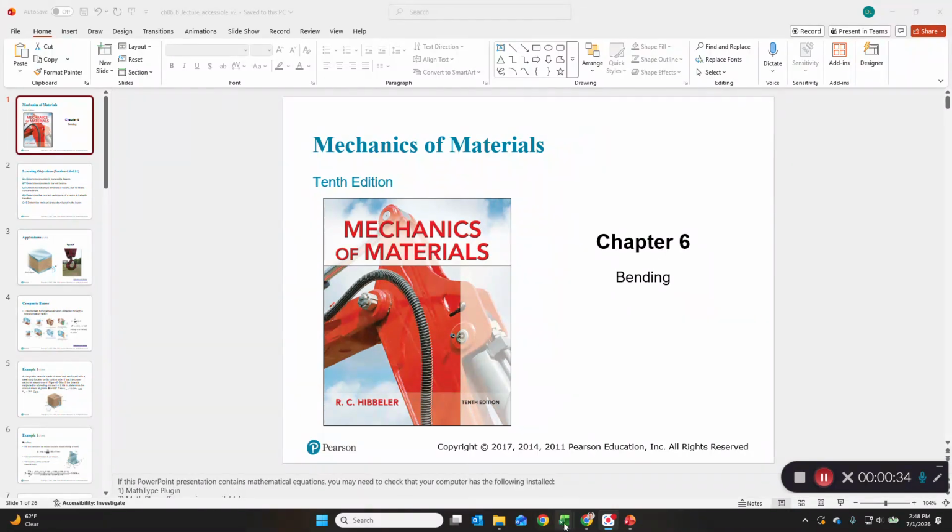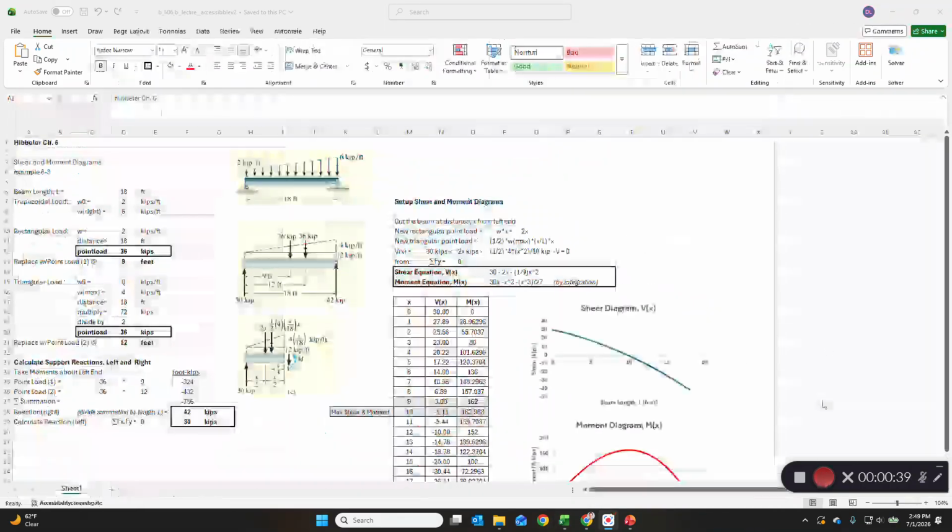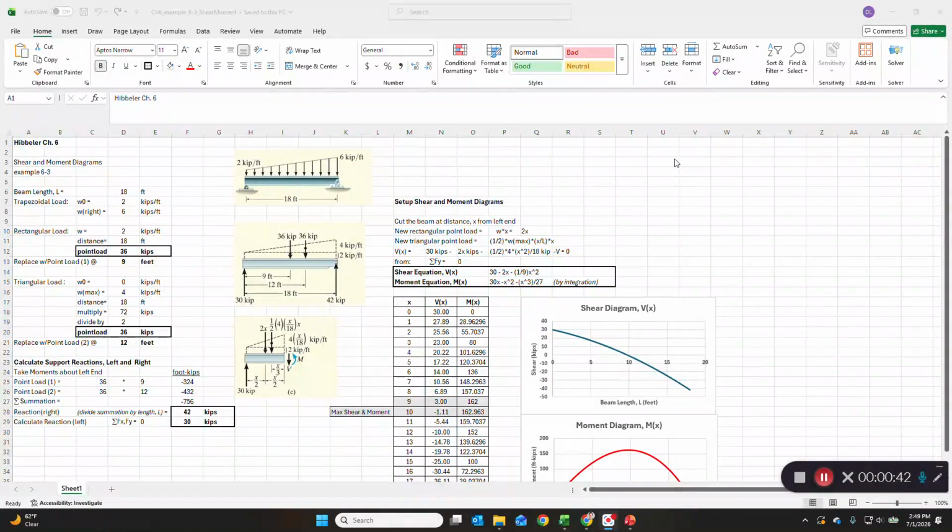So let's begin with an example of shear and moment diagrams. So this example is example 6-3. And you can see it's a very interesting example because we have a simply supported beam. This is the upper figure here, and it's 18 feet in length. It has a roller support on the left end and a hinge on the right end, and an interesting trapezoidal load that increases linearly from 2 kips per foot on the left end up to 6 kips per foot on the right end.